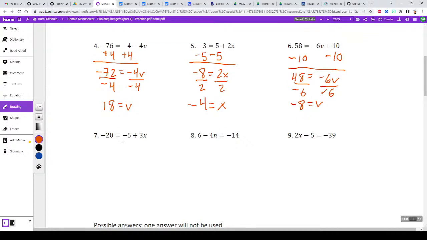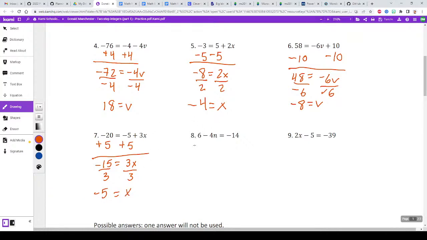Over here, our constant is negative 5. The opposite of negative 5 is positive 5, so we add 5 to both sides. We then have 3x. Negative 20 plus negative 5 is negative 15. The way that we undo multiplication is through division, so we divide both sides by 3. A negative divided by a positive is a negative, so that's negative 5 equals x.